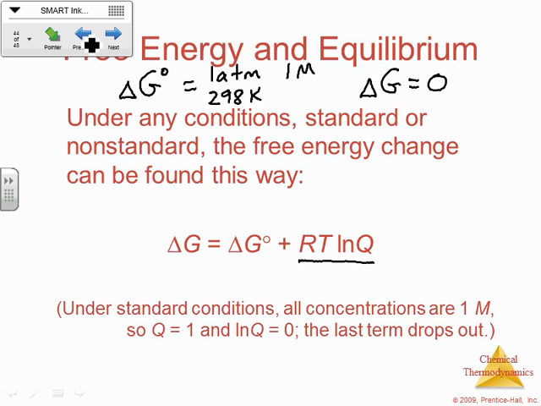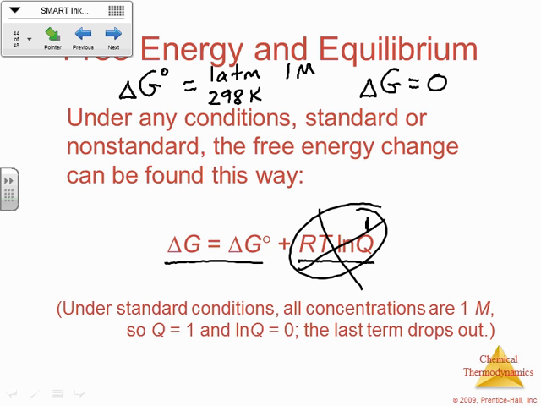Under standard conditions, all the concentrations are 1 molar. If we're talking about concentration, all the pressures are 1 atmosphere, if we have standard conditions. So then products over reactants is just going to give you a value of 1 for Q. Natural log of 1 is 0. So this whole term goes away. I guess I should have crossed that out, not circled it. And then under standard conditions, delta G equals delta G0, okay?